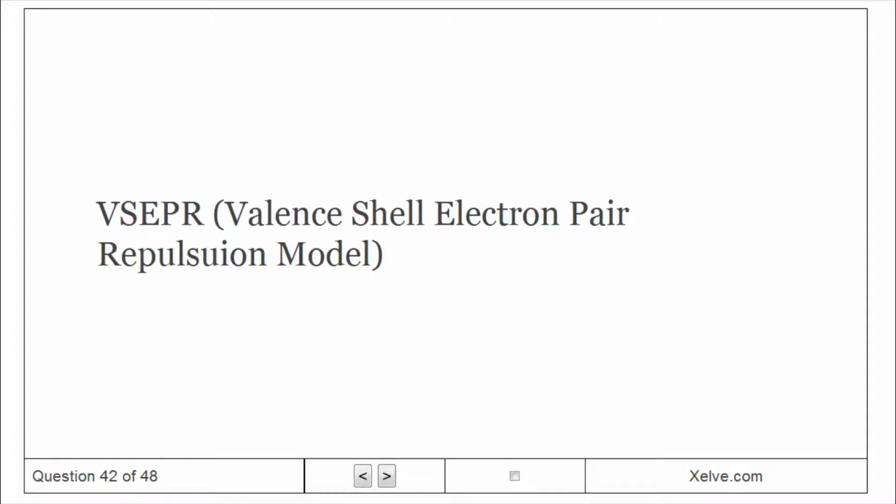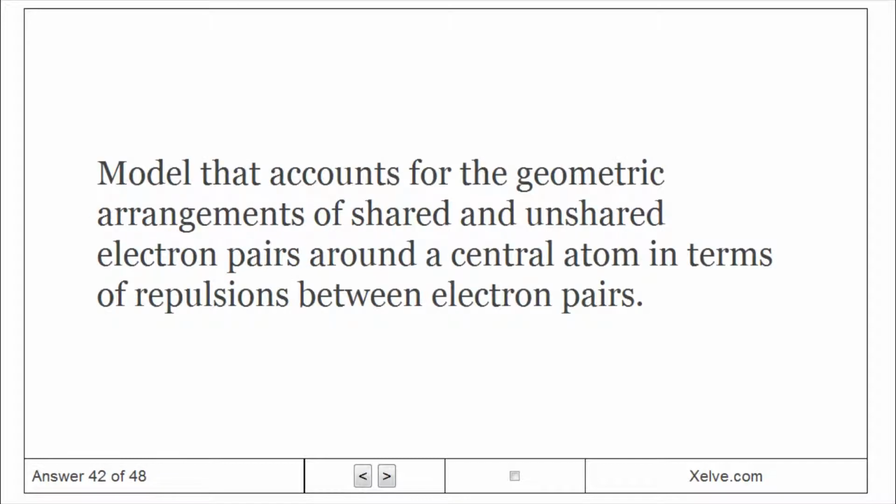VSEPR. Model that accounts for the geometric arrangements of shared and unshared electron pairs around a central atom in terms of repulsions between electron pairs.